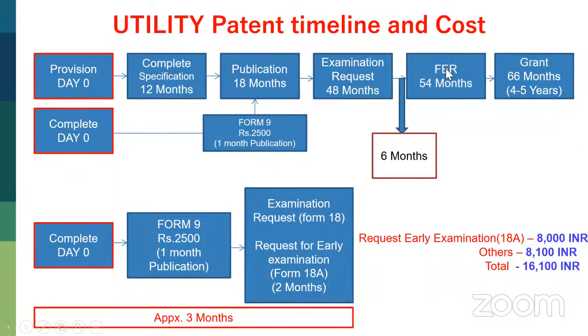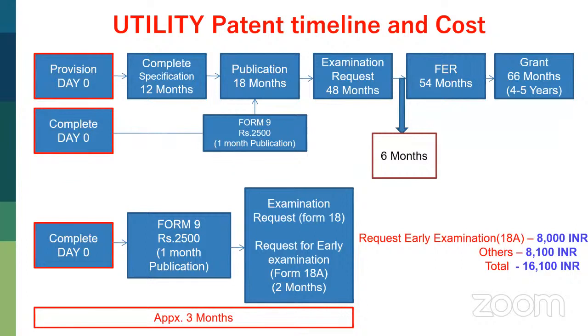So to get the first examination report, it will take around 6 months to 9 months. Once you receive the first examination report, then you have to reply to the examiner. And if the examiner is satisfied, then it will be moved to the grant stage. If not, they will ask you for a second examination report. And you have to reply to the second examination report also.